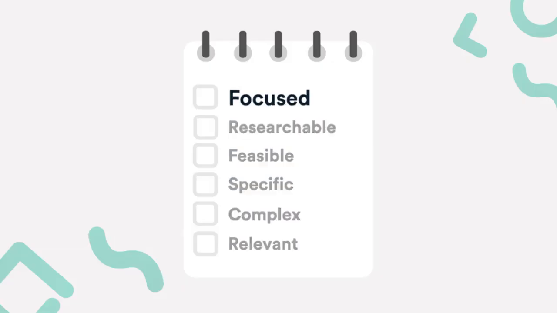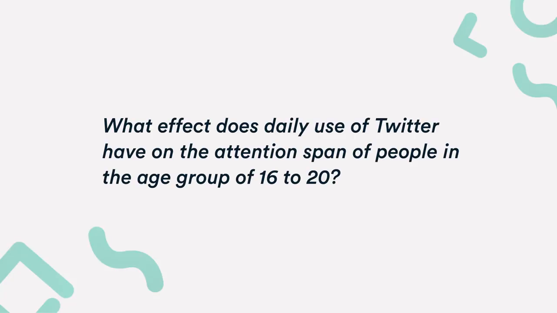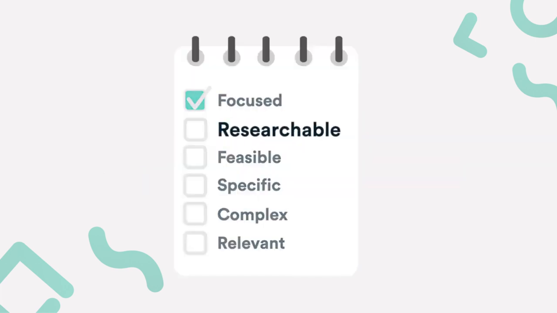Now we have a research question, but how do you know if it's good or not? Here's a checklist for you. A good research question should be focused. And focused it is, since it focuses on a single problem of Twitter's effect on the attention span of high school students. It should be researchable.